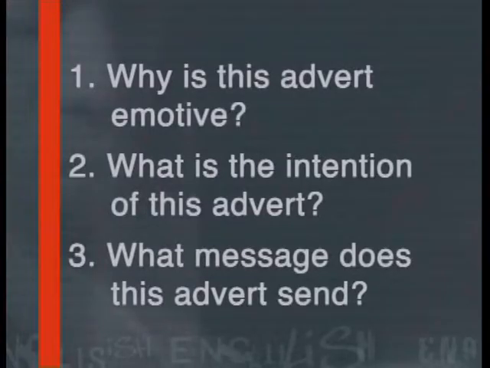Why is this advert emotive? What is the intention of this advert? What message does this advert send? This advert is emotive because it uses a humorous situation to make us laugh. We're able to imagine what the situation must be like for the learner. The intention of this advert is to promote lifelong learning, and its message is that you can add joy and excitement to your life through learning new things at any age.